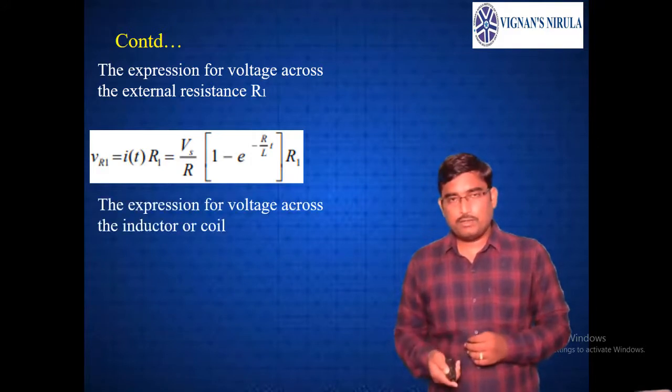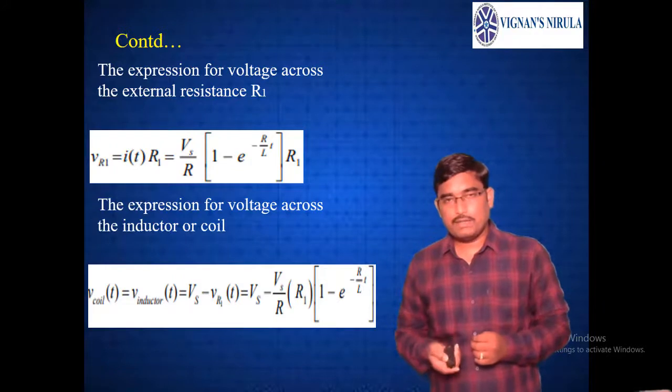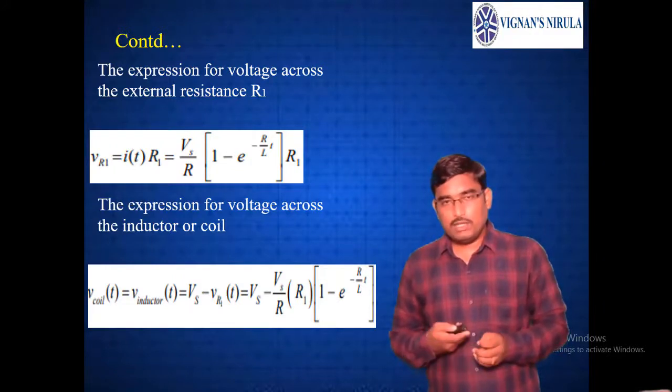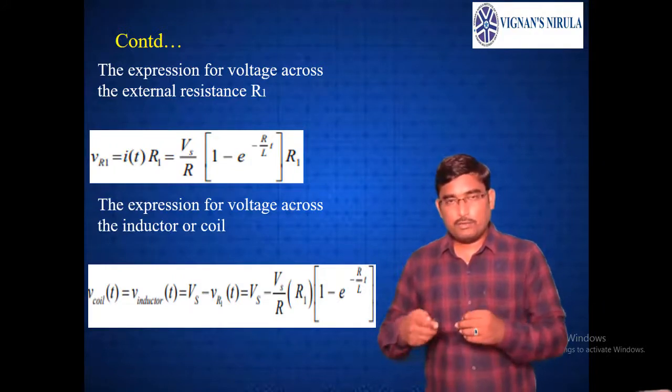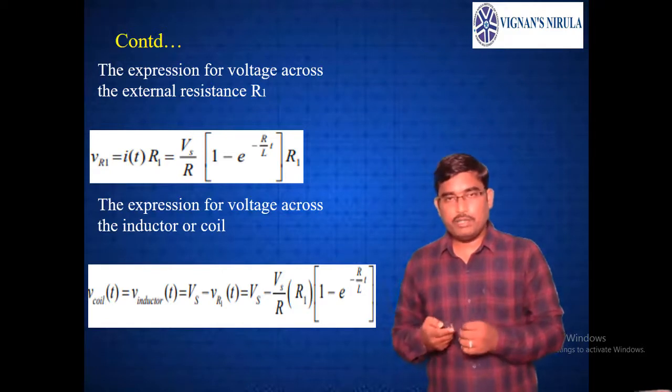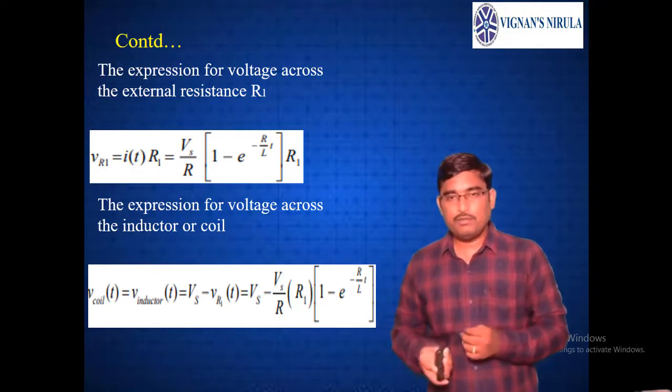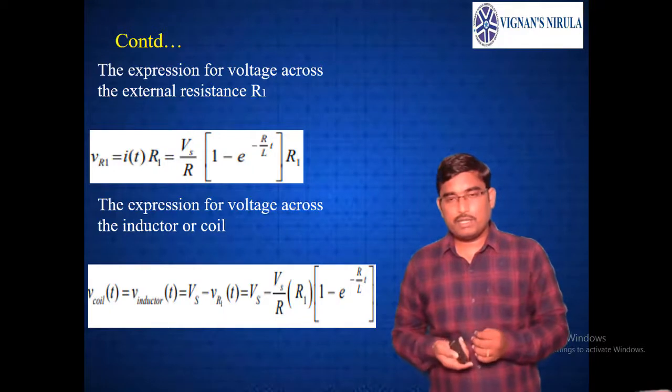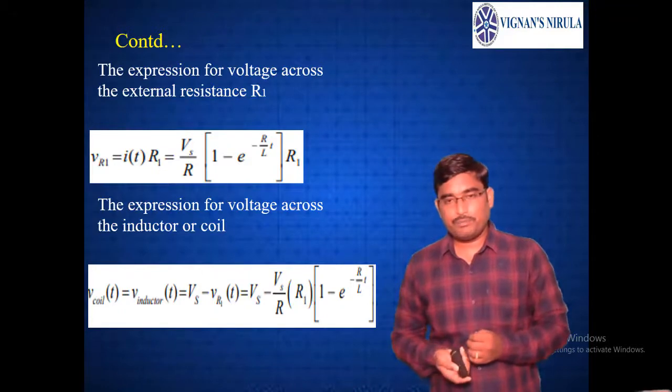Similarly, if you want to write the expression for voltage across coil, that is inductance, then it will be VL equals to L into di by dt. Already we got the expression for I of t. So L into d by dt of this current equation gives the voltage across inductor as Vs minus Vs by R into R1 into 1 minus e power minus R by L into t.